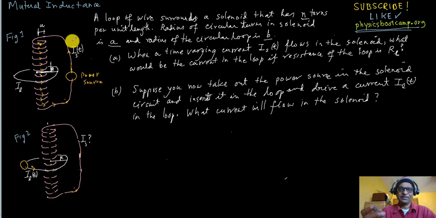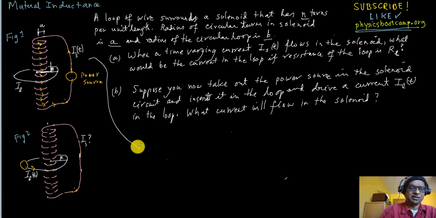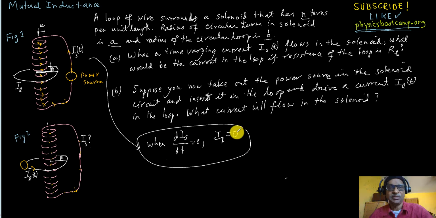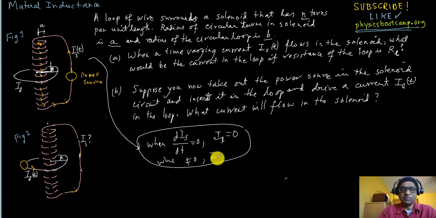The first thing to notice in this scenario is that when dI_s/dt equals 0, I in the loop is 0. That's just coming from Faraday's law, right? When this is not 0, then what's I_L? That's the question, part A.